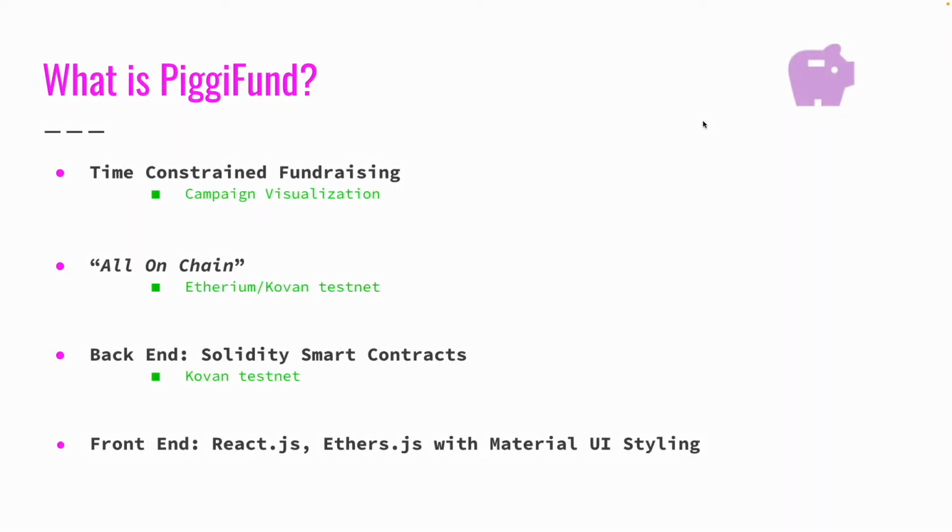PiggyFund is about launching time-constrained fundraising campaigns, and there's a unique visualization tool tied into the application. All information recorded within PiggyFund is recorded on chain on the Ethereum Kovan Testnet. The back end for this application is built out of Solidity smart contracts, while the front end is built out of React.js, Ethers.js with the styling components pulled from Material UI.